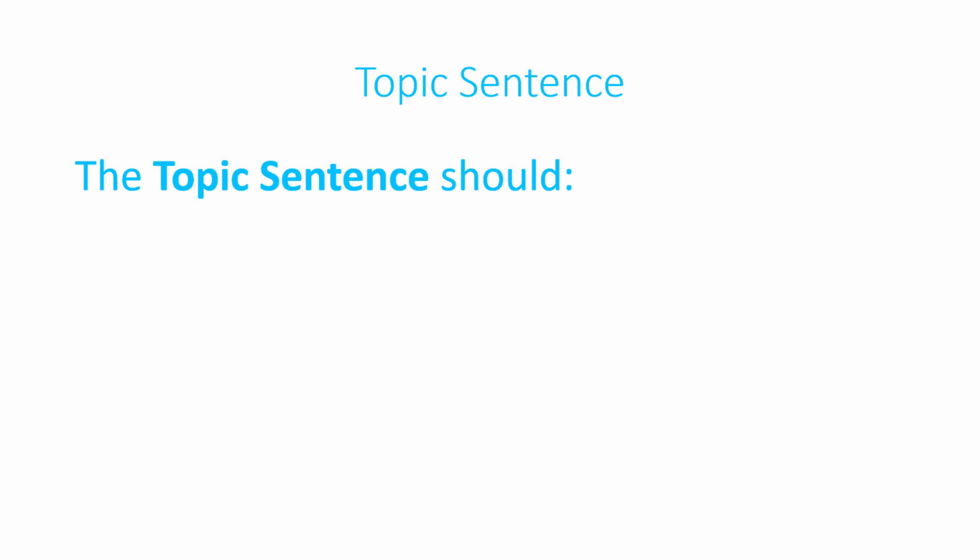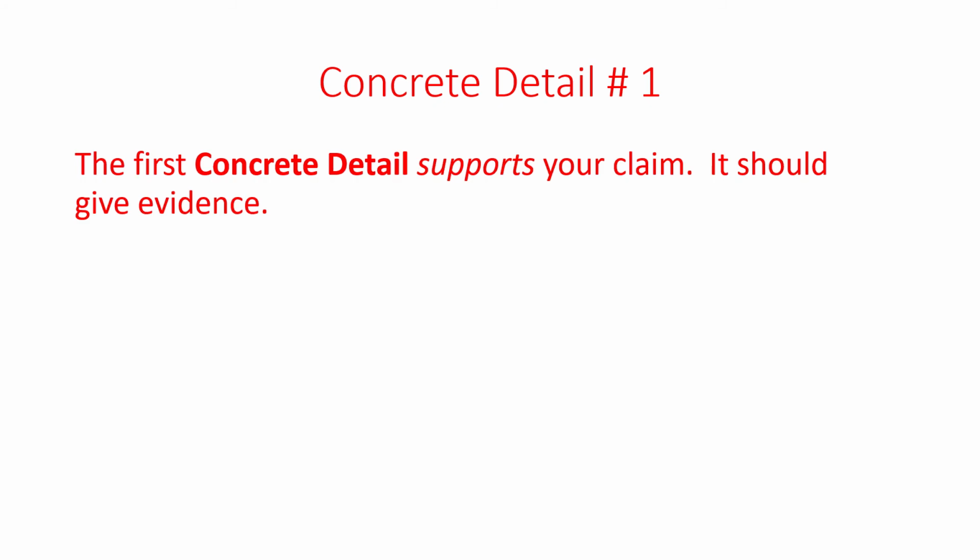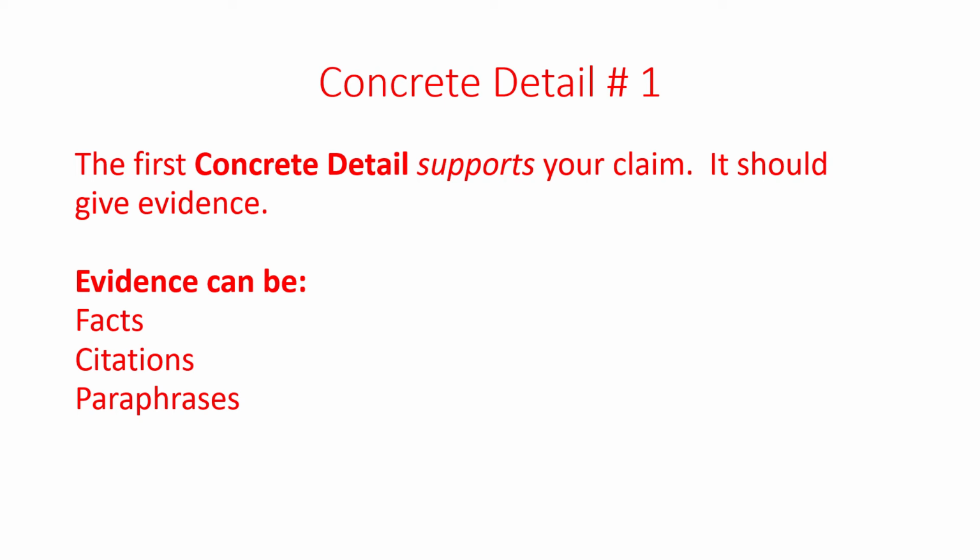The topic sentence should state the claim, be clear, and be direct. Because when you are making an argument, you want to be as clear as possible in order to persuade your readers, in order to convince them of what you think and believe. The first concrete detail supports your claim. It should give evidence. Evidence can be one of many things. It can be facts, citations, paraphrases, examples, or illustrations. Any one of these can support your claim, and that works as evidence.